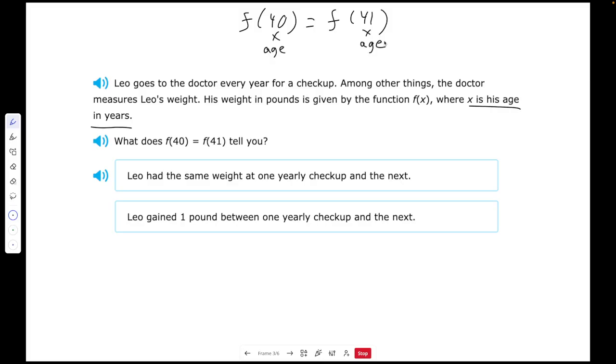Now with that information, we should be able to eliminate the second answer choice. And the reason is because it says Leo gained 1 pound between one yearly checkup and the next. The 40 and 41 does go up by 1, but it has nothing to do with his weight, right? This has to do with his age going up by 1. And so this one is incorrect. And so by elimination, we know the first one is right. Leo had the same weight at one yearly checkup and the next, right? So at age 40, he had a weight, and at age 41, that's why this equal sign is here, okay? He had an equal weight at age 40 and 41.